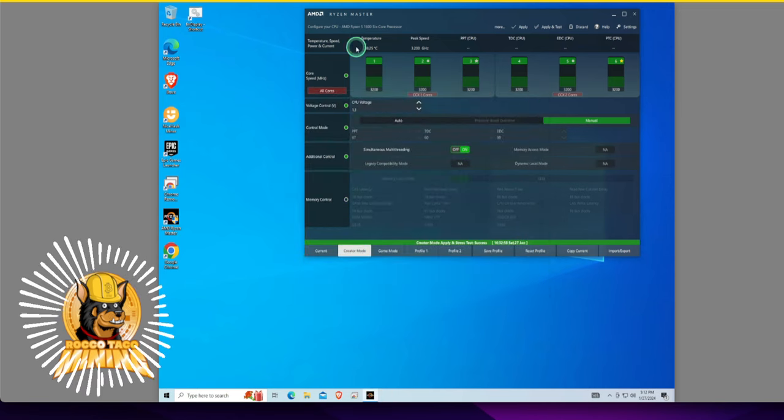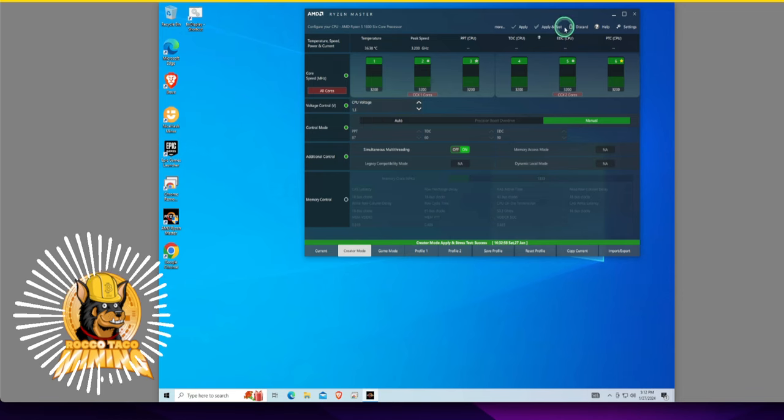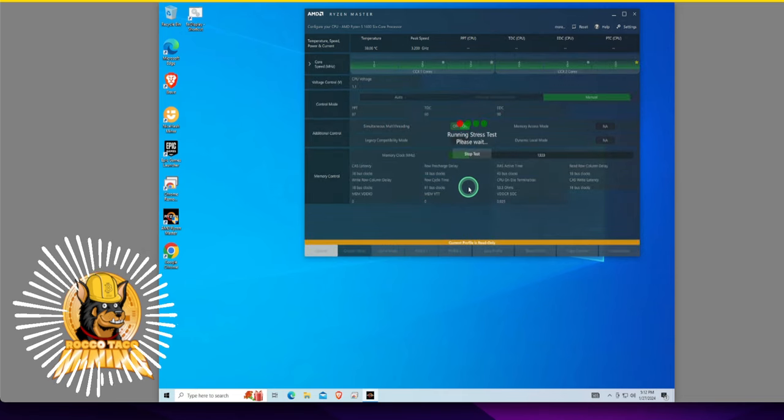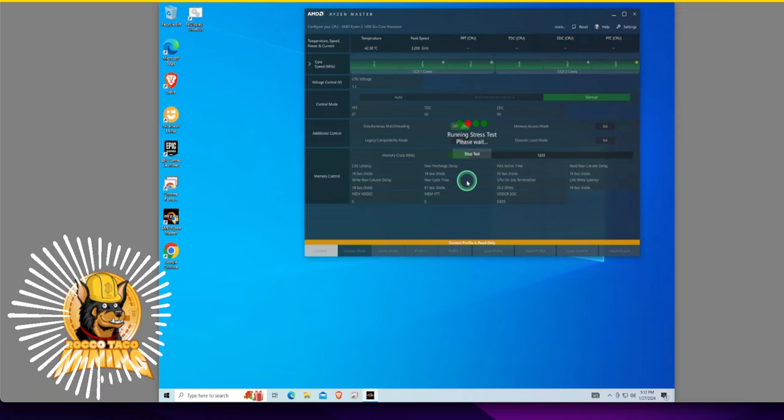Go to creator mode. This is Ryzen Master. And I'm gonna go over here. Do I have the voltage set? Yeah, 1.1. You know what? I probably didn't hit apply and test, but I'm sure I did, but you never know. Do it again, running the stress test to make sure that these settings are good for the CPU.